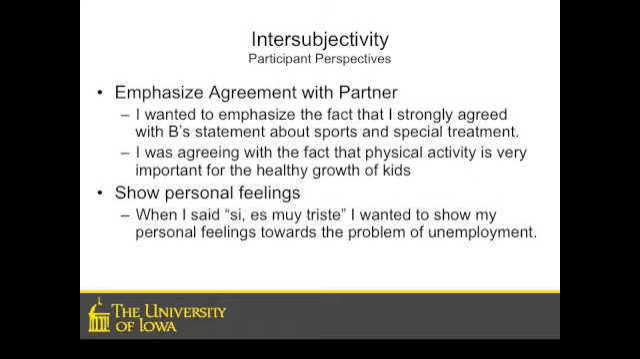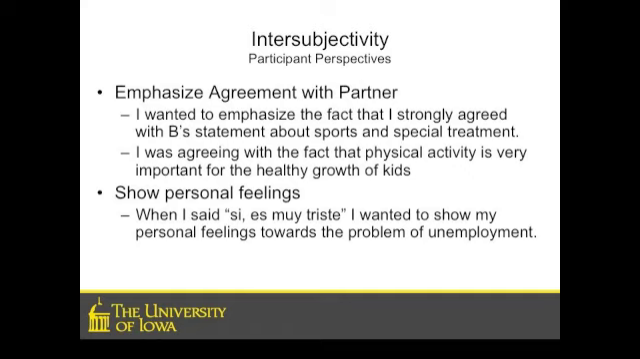When students were asked what their motivations were for expressing shared perspective with their partner during the chats, they responded in one of 2 ways. The first response was to emphasize agreement with their partner. One participant said, "I wanted to emphasize the fact that I strongly agree with B's statement about sports and special treatment."